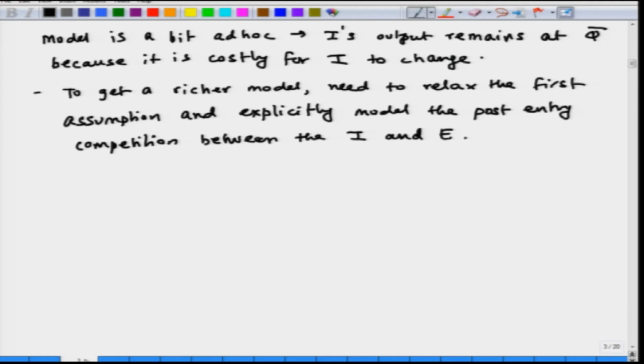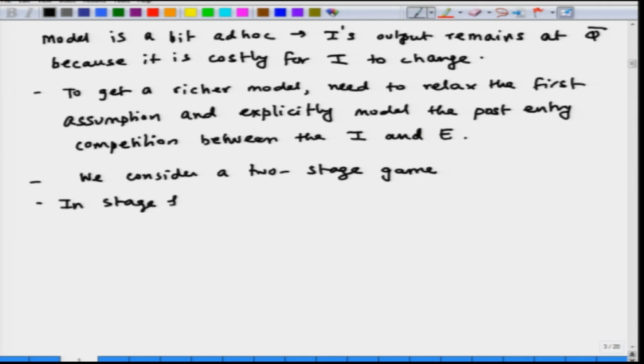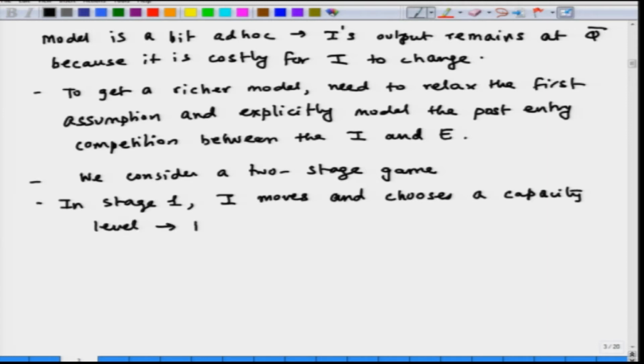Okay. So, we will consider a two stage game. Now, in stage 1, the incumbent is going to move and chooses a capacity level. Think of the capacity level as the size of the plant that the incumbent wants to build. So, in stage 1, the incumbent moves and chooses a capacity level, call that, let us say, K1 bar.